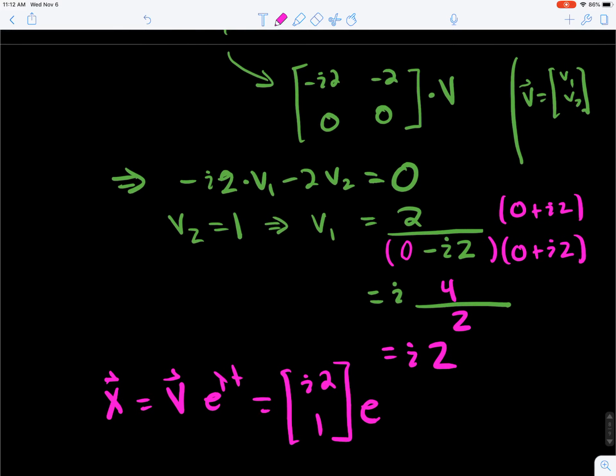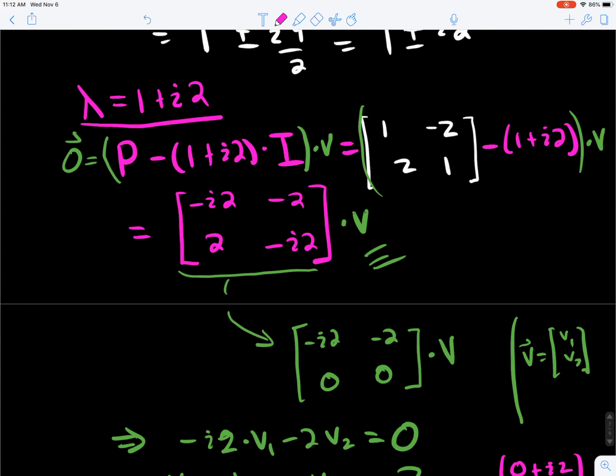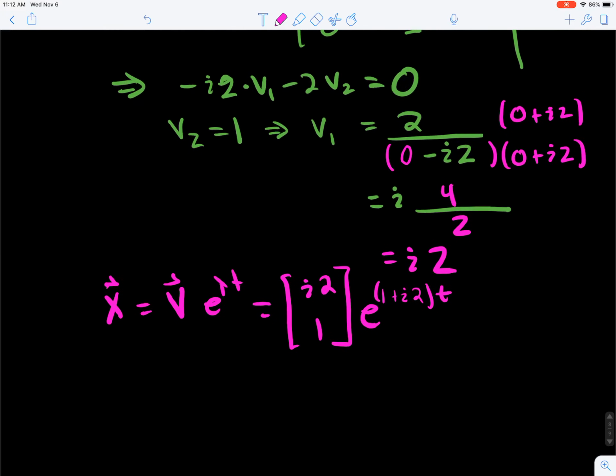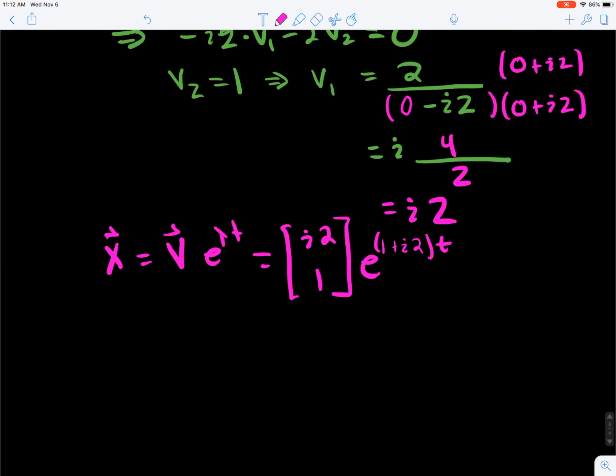eigenvalue. So we have to go up and remember what was our eigenvalue. It was this here. Copy that. Paste it. Put it at the top. Shrink it a little bit. Parentheses and a t. So our solution that we want, even though this is a solution, we want it to have no imaginary parts at all. So then, what do we do? Do not worry.